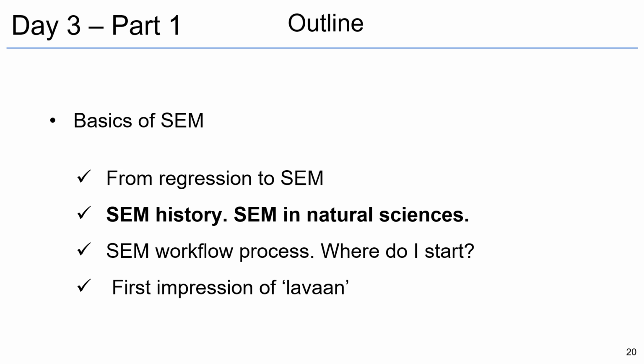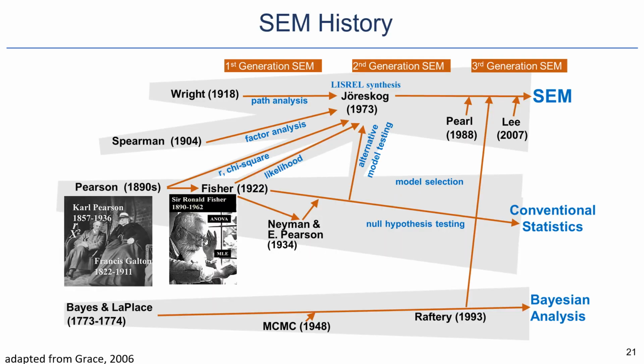And now let's talk about where SEM comes from and what is the place of SEM in the natural sciences. Here is a quite oversimplified development history of SEM, and at the same time it's quite a complicated figure, but you don't have to know it. I want to show simply here where the SEM method is in comparison to conventional statistics. And as you can see here, the development of SEM took some methods from conventional statistics such as correlation, chi-square statistics, likelihood estimation, and others.